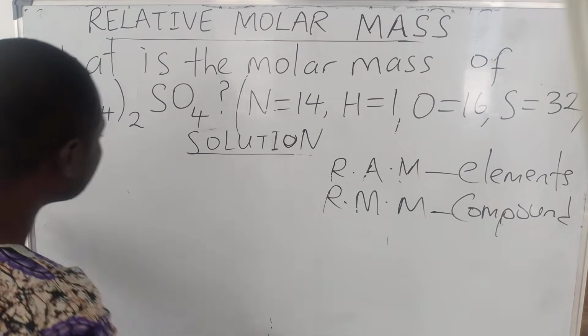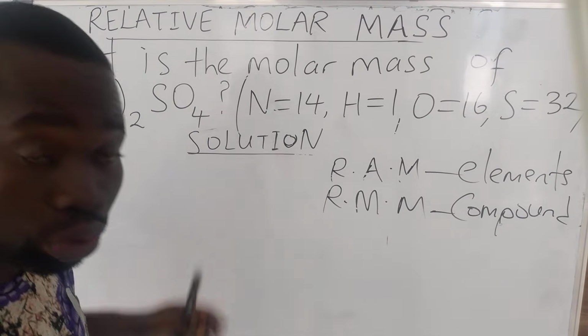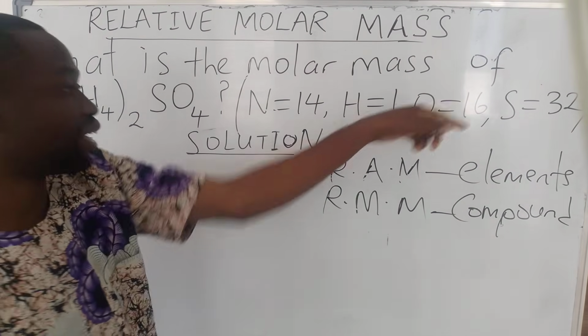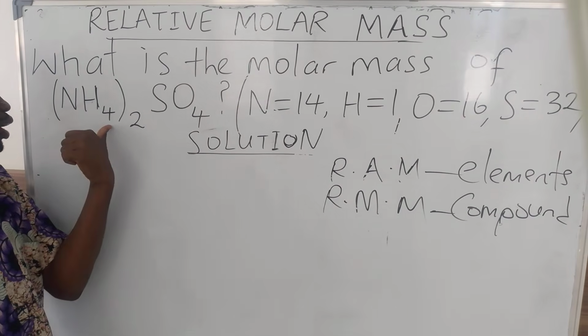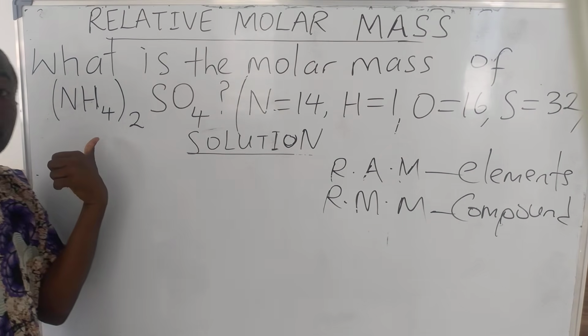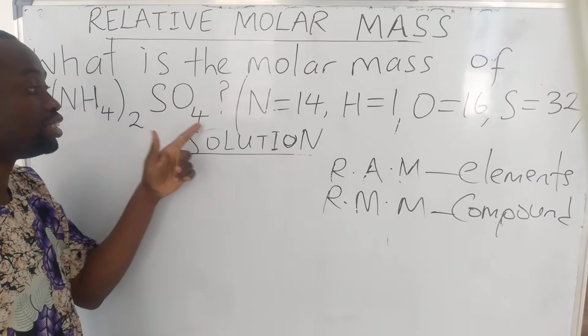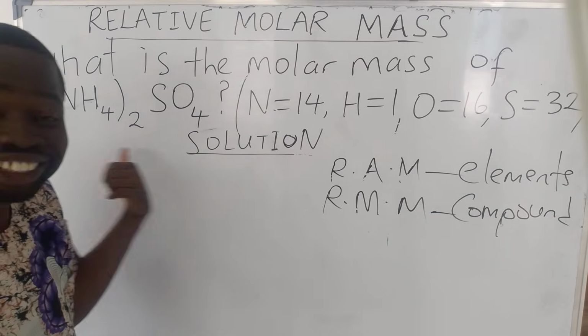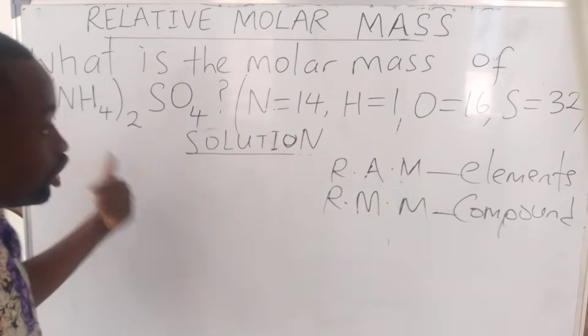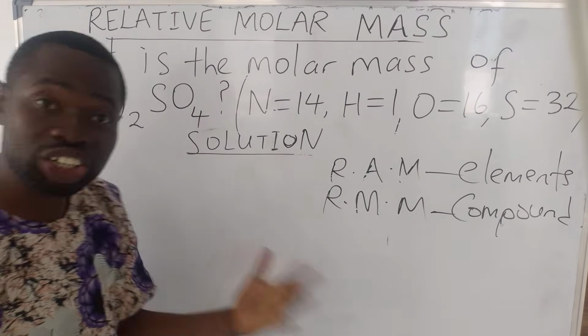So for example, in this particular question, we want to calculate the molar mass of this compound, (NH4)2SO4. This is ammonium tetraoxosulfate(VI). Ammonium tetraoxosulfate(VI). It's very simple.